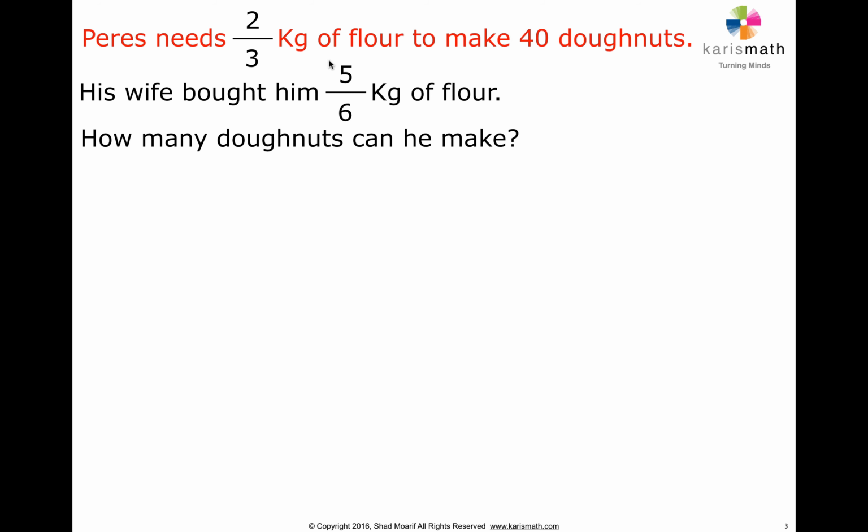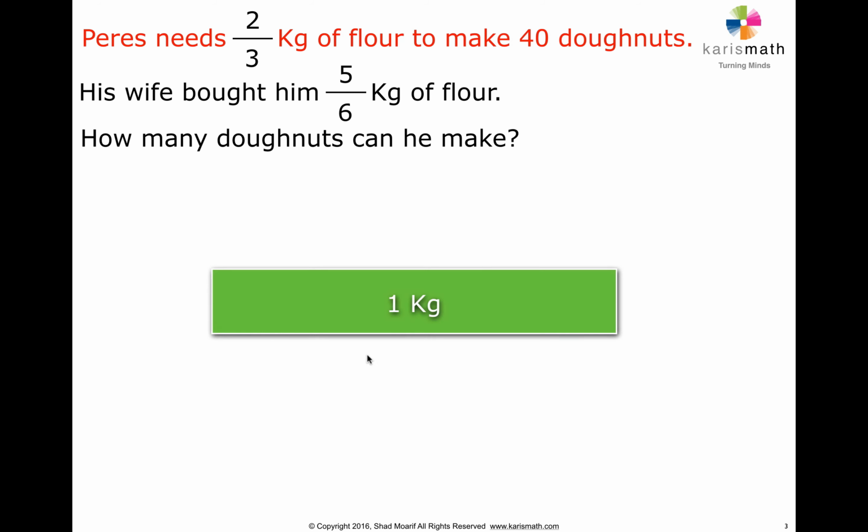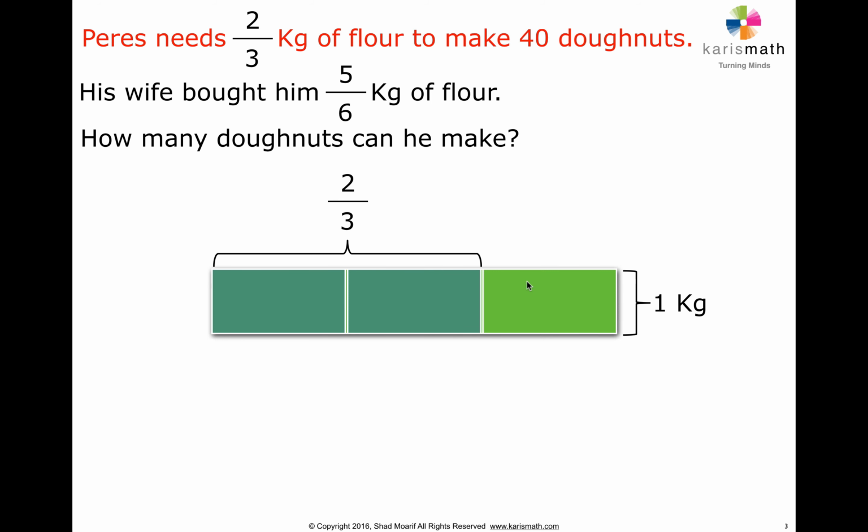So imagine a kilogram of flour would be this much. That's 1 kilogram of flour. So if you know what 1 kilogram looks like, then you can think of splitting it into 3 equal parts and showing 2 of those parts. So that's 1 whole kilogram. If you split it into 3 equal parts and then show 2 of these parts, that's what we're talking about. So this is 2/3 of this entire kilogram.